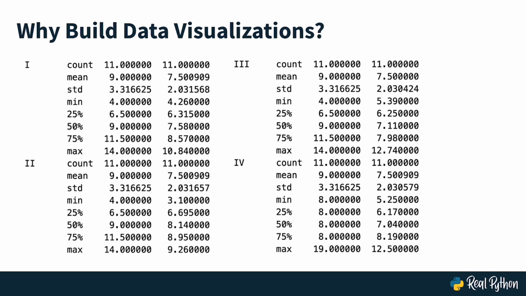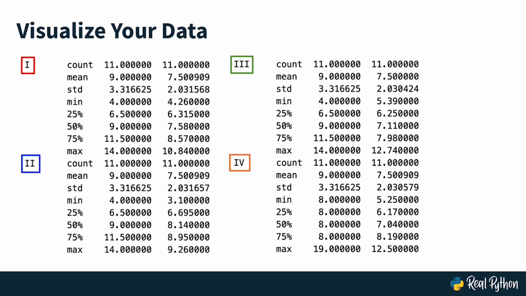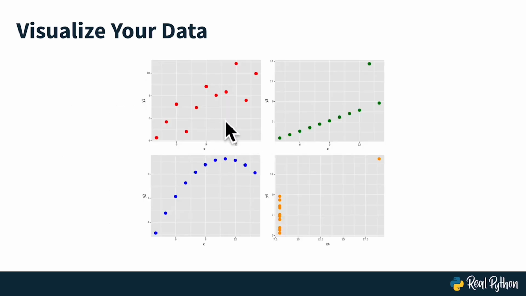But if you go ahead and start visualizing this, and let me just put some color on here so that you know which plot's going to refer to which data sets, then you can see right away that these data sets are very different from each other. So this is the first one, the second one, third one, and the fourth one. And the distribution of the data points is completely different for each of them, even though they have very similar or the same descriptive statistics.